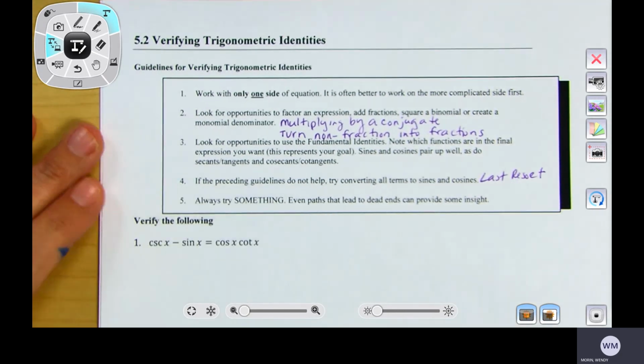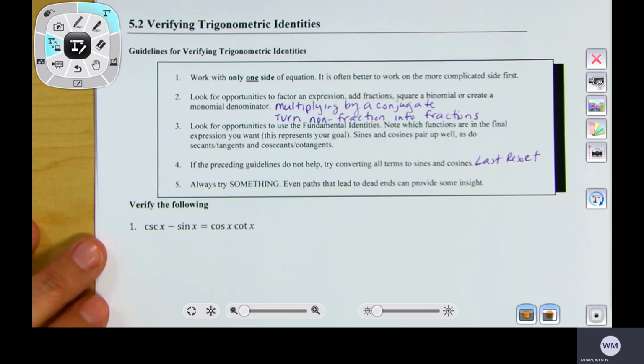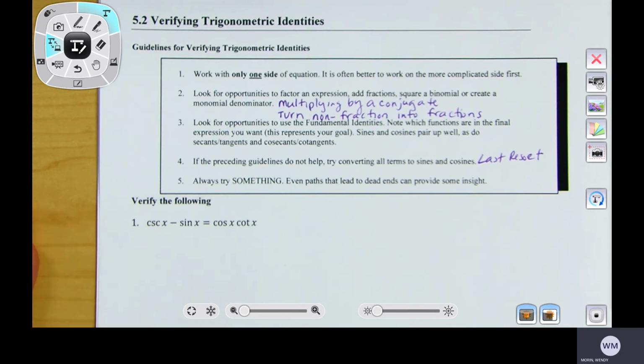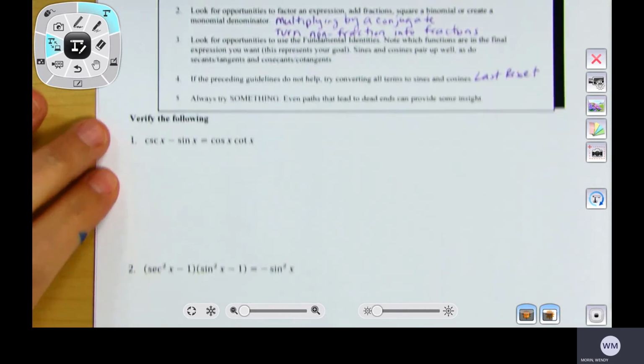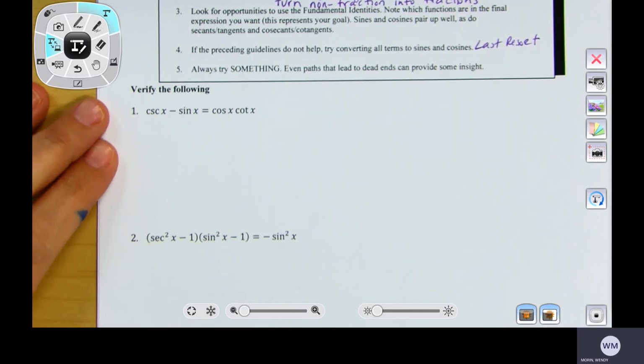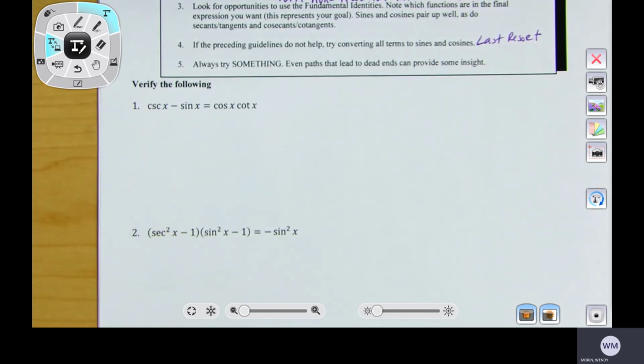Always try something. I had some volunteers come up last hour and they're like, I can't get it. And they put it up and they were like 1 step away from getting it right. They didn't realize how close they were. Okay, so we're gonna do that here too, and let's see where you're at. But let's go ahead and do some of these together. I'm gonna just kind of show you what you should see. So let's go ahead and take a look at number 1.